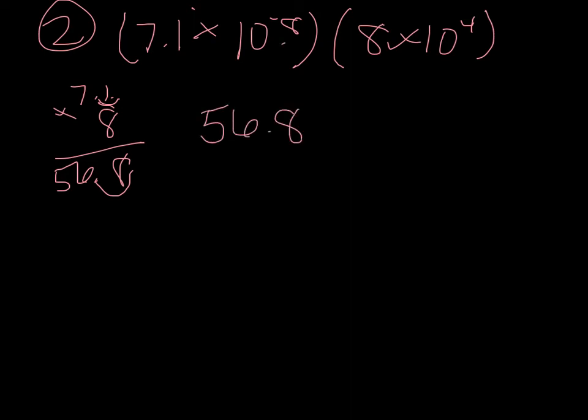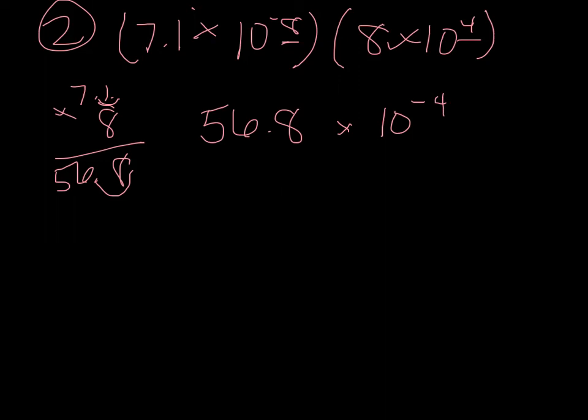Then let's add these exponents together. So I have a negative 8 plus 4. Okay, so I have $4, but I owe $8. So if I give that $4 I still owe them $4. So my answer would be 56 and 8/10 times 10 to the negative 4th power.